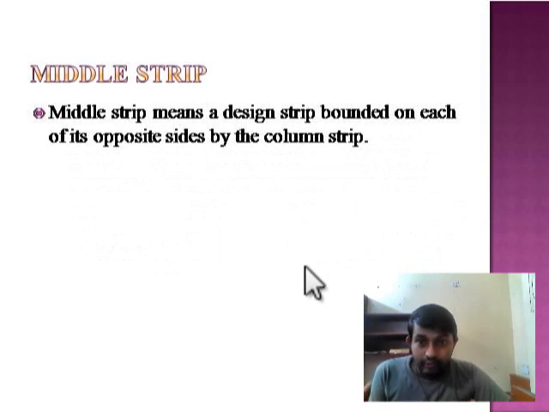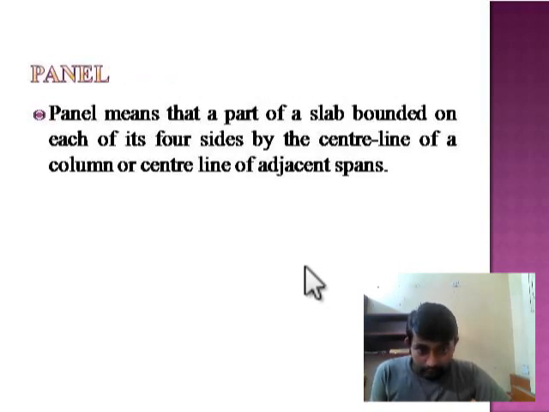Middle strip means a design strip bounded on each of its opposite sides by the column strip. Panel means a part of a slab bounded on each of its four sides by the center line of a column or center line of adjacent spans.